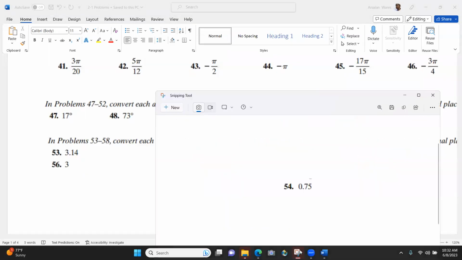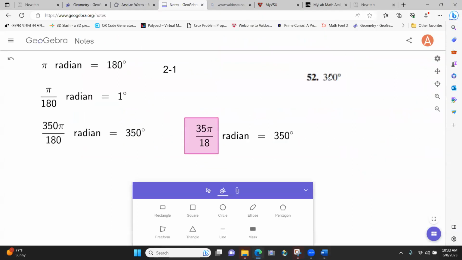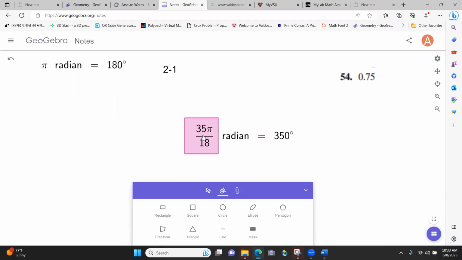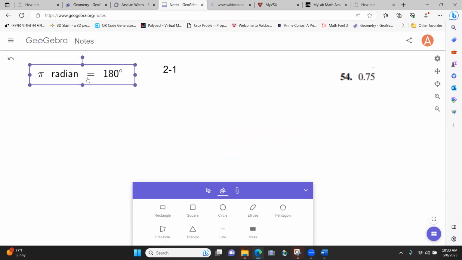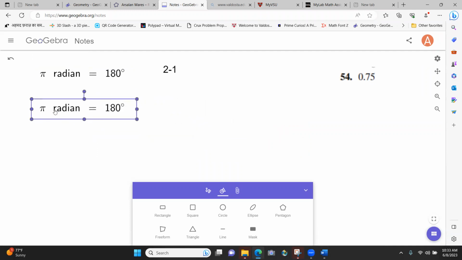How do we do that? So I'll take this, save this here. This is in radians. All right, exciting. So kind of similar to what we did, guys. So pay attention. Similar, not identical. So I'm going to start with pi radian is 180 degrees. Okay, so I'm going to divide both sides by pi.